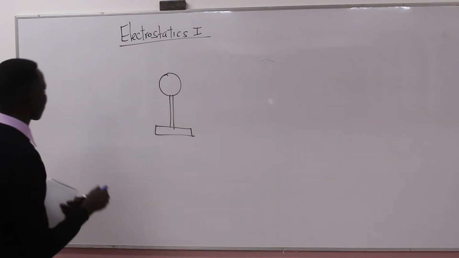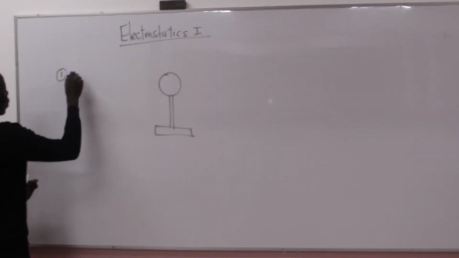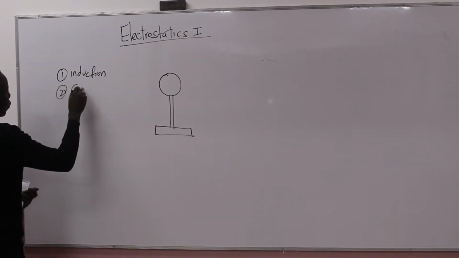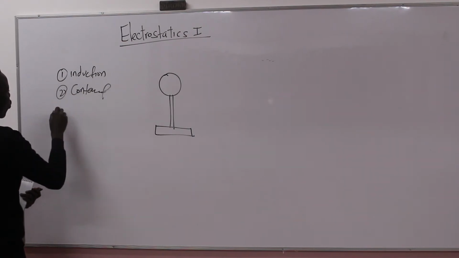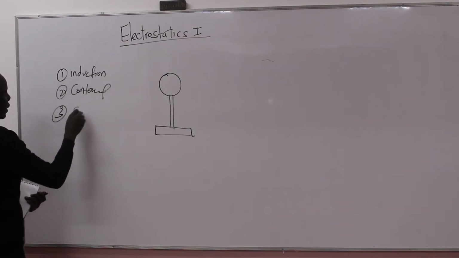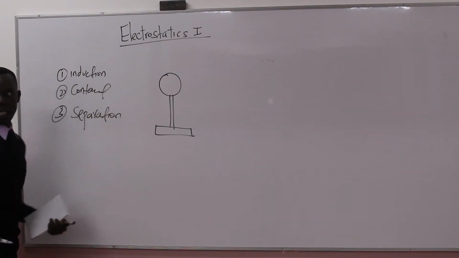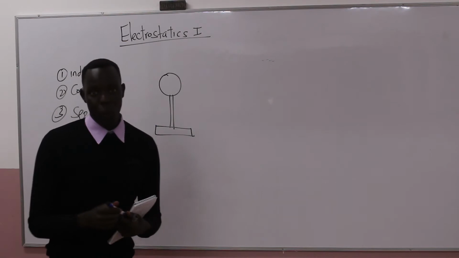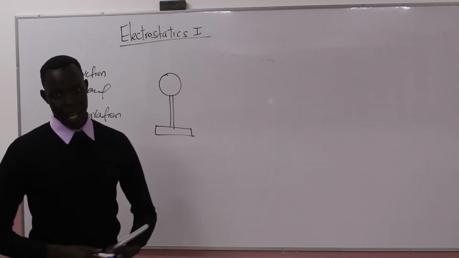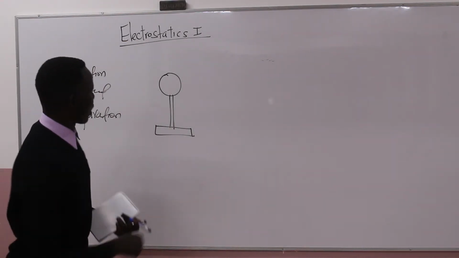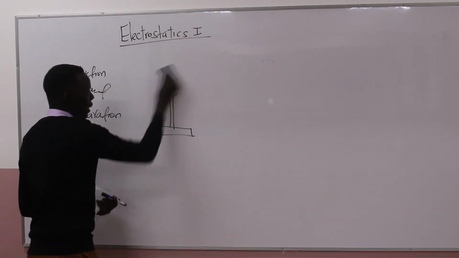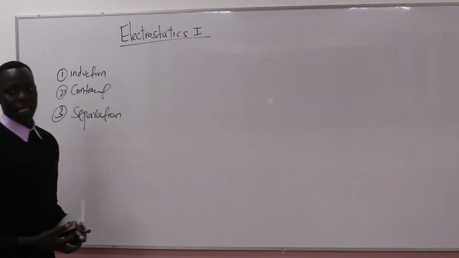So we have three methods. We have induction, we have contact, and then we have method number three, known as separation. All these three methods are what we are supposed to discuss right now, which we can use to charge a polystyrene ball. So let's take a minute, then we look at charging by induction.